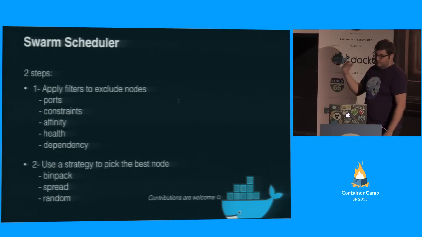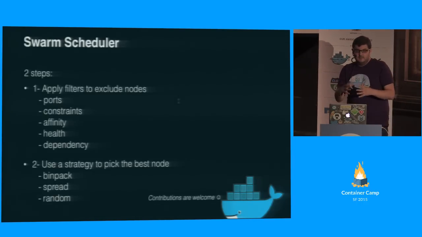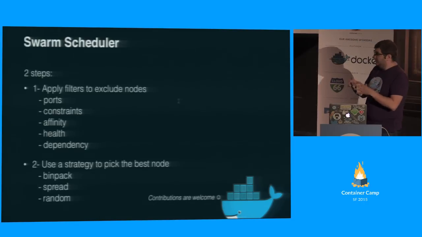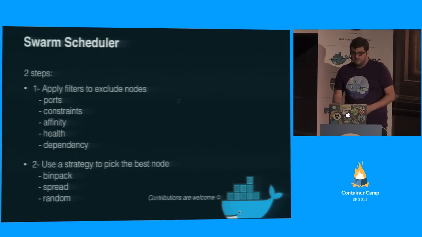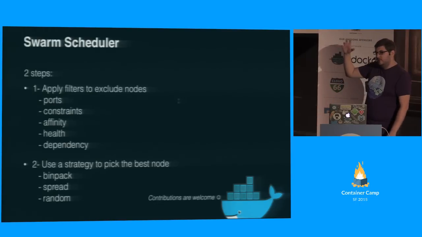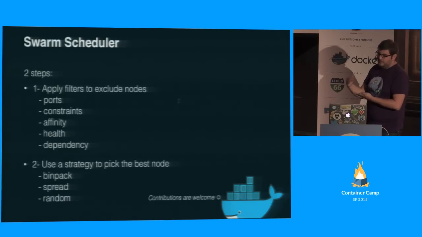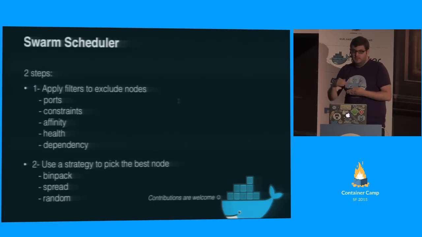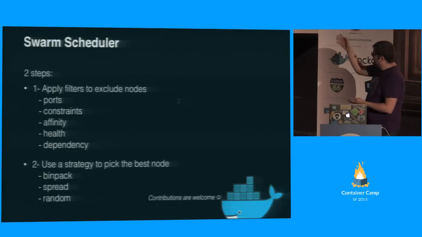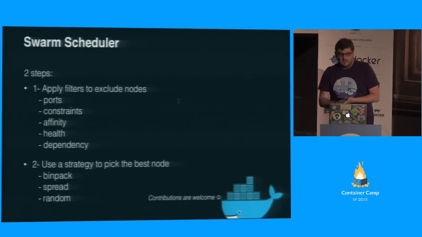Next, I'm going to talk about the Swarm scheduler. The built-in scheduler in Swarm is quite easy to understand. It's quite simple. Basically, it's a 2-step process. Thanks to the node discovery service, we get a list of nodes. And then the first step is to apply a bunch of filters, like ports, constraints, or affinity.